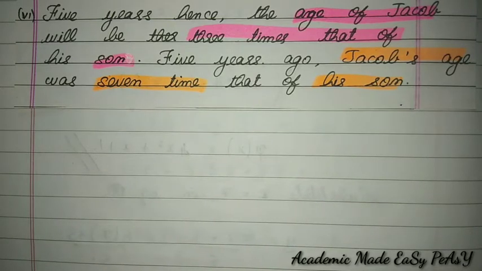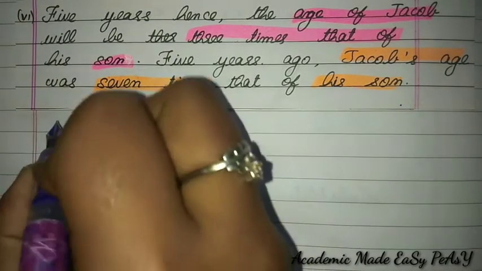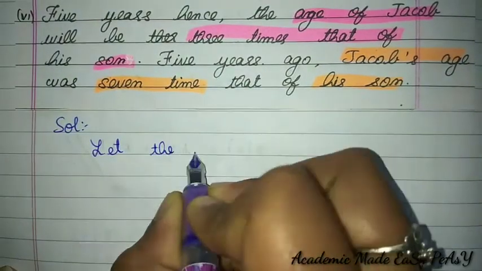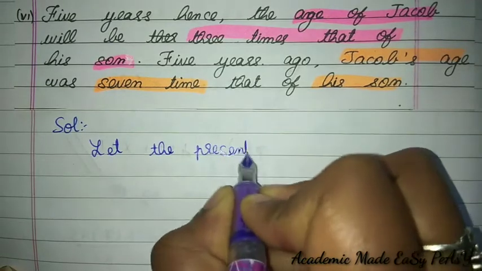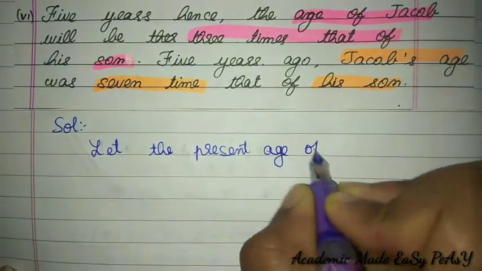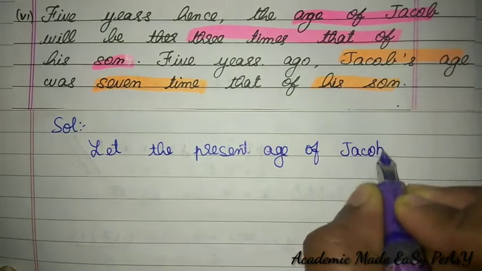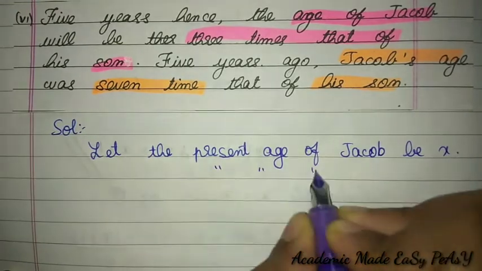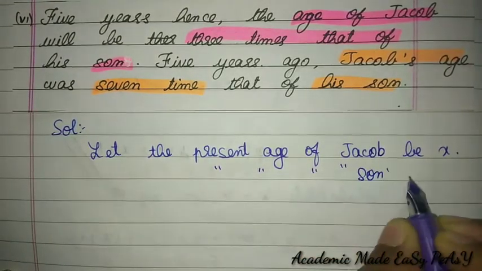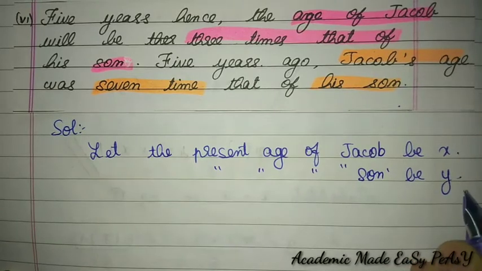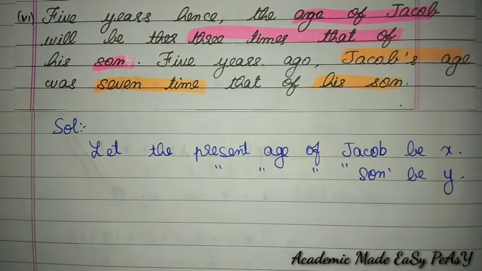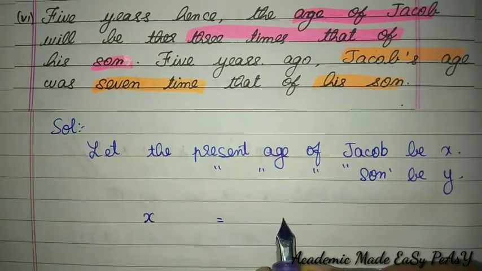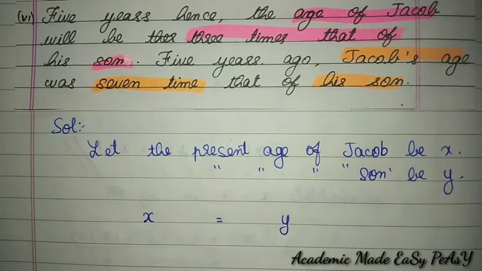So now let us start writing the pair of linear equations. Solution. Let the present age of Jacob be x and the present age of Jacob's son be y. Okay, so if age sums are given, just always write x and y. Okay, that's it. x and y.